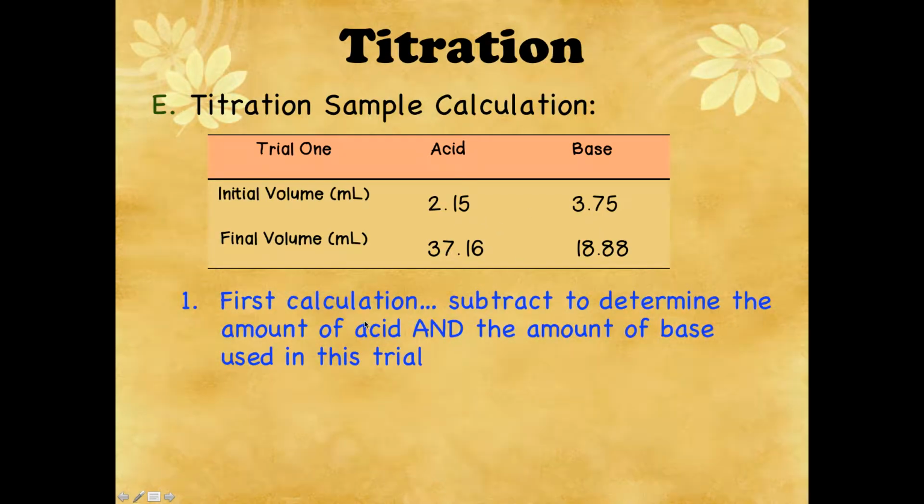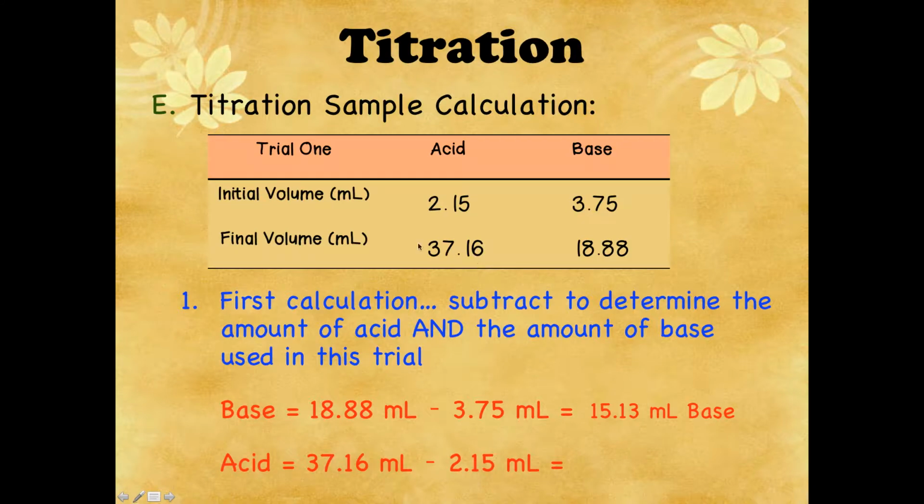So the first calculation you do is figure out how much acid and base you actually used. This isn't how much you used, this is just where the level was when you started. This is not how much you used because it didn't start at 0, right? So just a quick subtraction. To figure out how much base you used, you take the final minus the initial, and you get the milliliters of base you used in this trial. Same thing for acid: take the final minus the initial, and that's the amount of acid that you used in this trial. So now those are the numbers we're going to use moving forward.